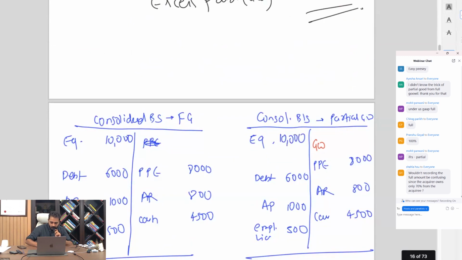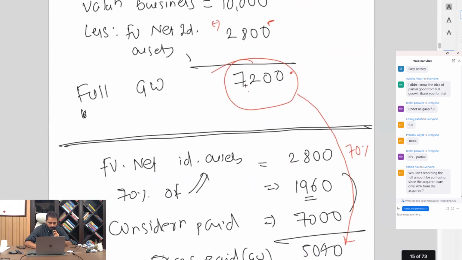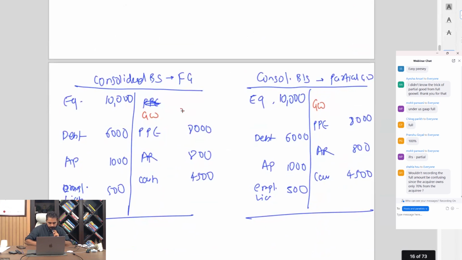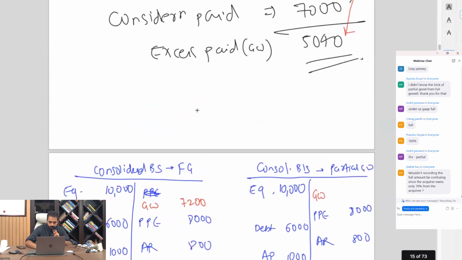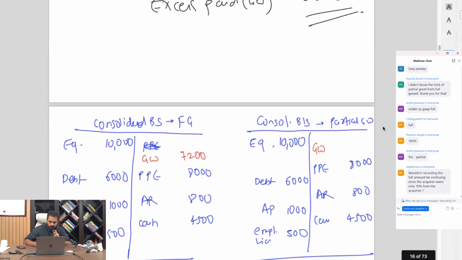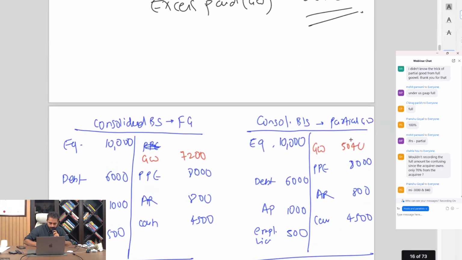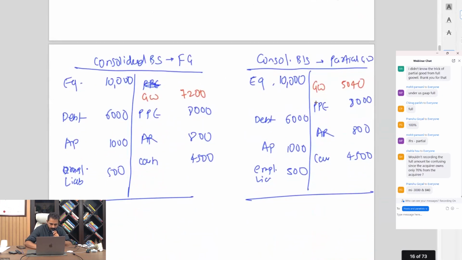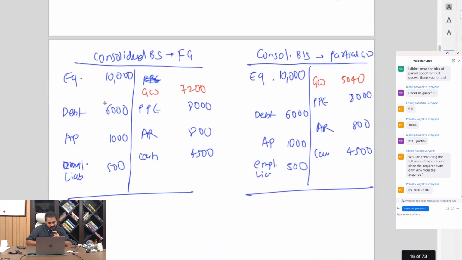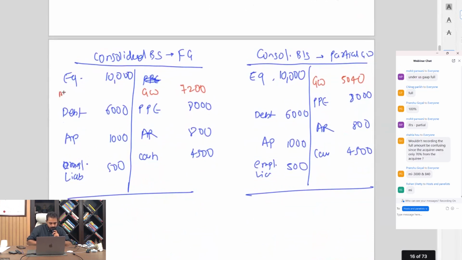Okay, now goodwill. In full goodwill, I'm going to write the entire amount of 7,200. In partial goodwill, I'm going to only write down 5,040. But then how will my balance sheet tally? Because the second corresponding effect comes in minority interest. What is minority interest? That part of the subsidiary that I do not own.